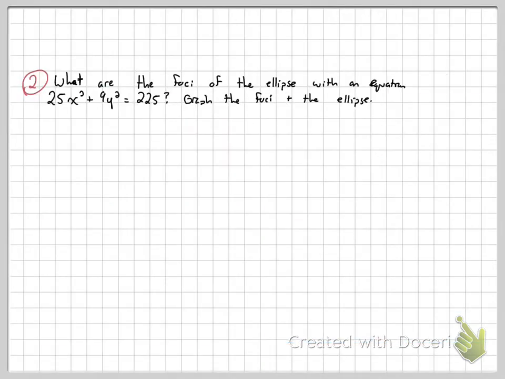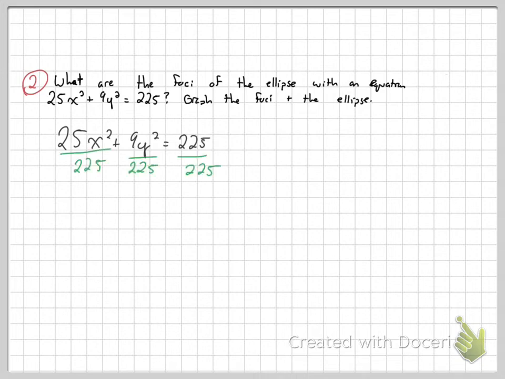Example number 2, what are the foci of the ellipse with the equation 25x squared plus 9y squared equals 225? Graph the focus points and the ellipse. So first, let's get this equation into standard form. To know that I'm in standard form, I want my equation to equal 1. An easy way to do that is to divide everything by 225 here. When I do that, everything's going to cancel and look nice. So when I simplify, I get x squared over 9 plus y squared over 25 equals 1.